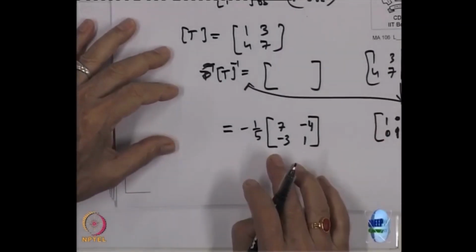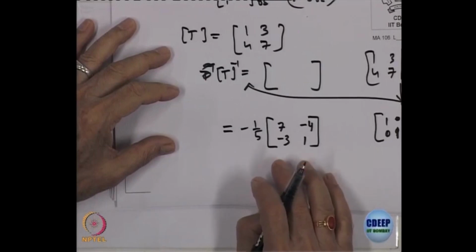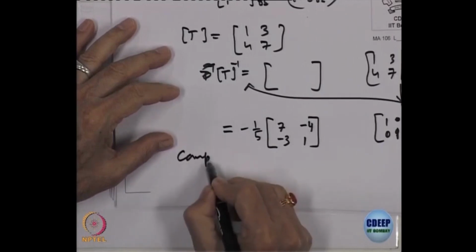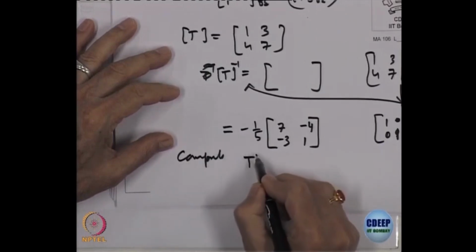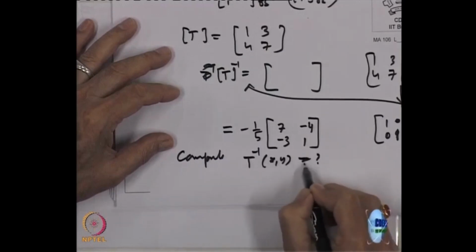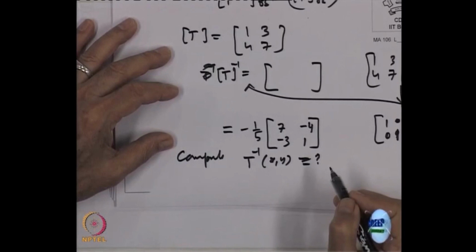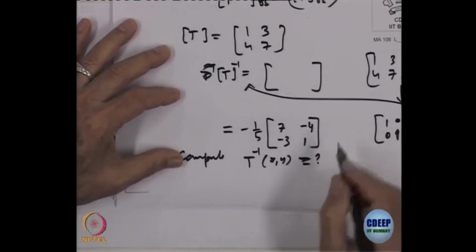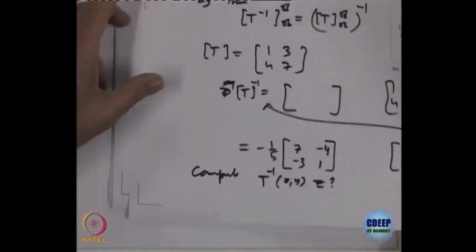Now, not only have I found the inverse, I can now find what my inverse linear transformation is. So let us compute T inverse of (x, y). What is that equal to? I can do that, because I have already gotten the matrix of it. So what is T inverse of (x, y)?